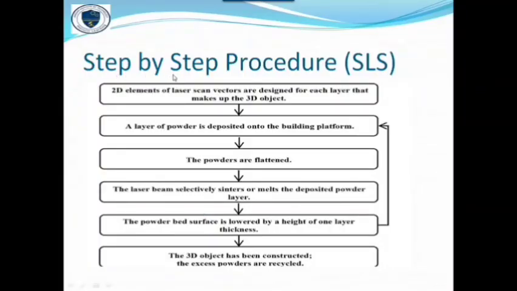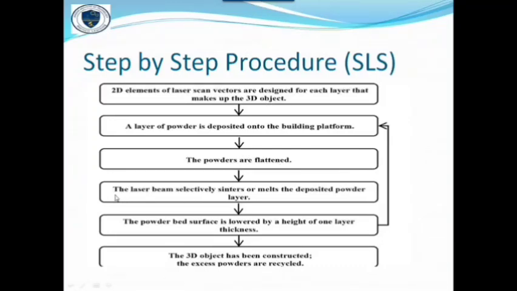Now we want to see the step-by-step procedure for this SLS. We already explained this; it is based on the intermediate stage technical process, meaning the working principle. The 2D elements of the laser scan vectors designed for each layer are made up into the 3D objects. The next step is a layer of powder deposited onto the building platform, and then the powder is flattened by using rollers.